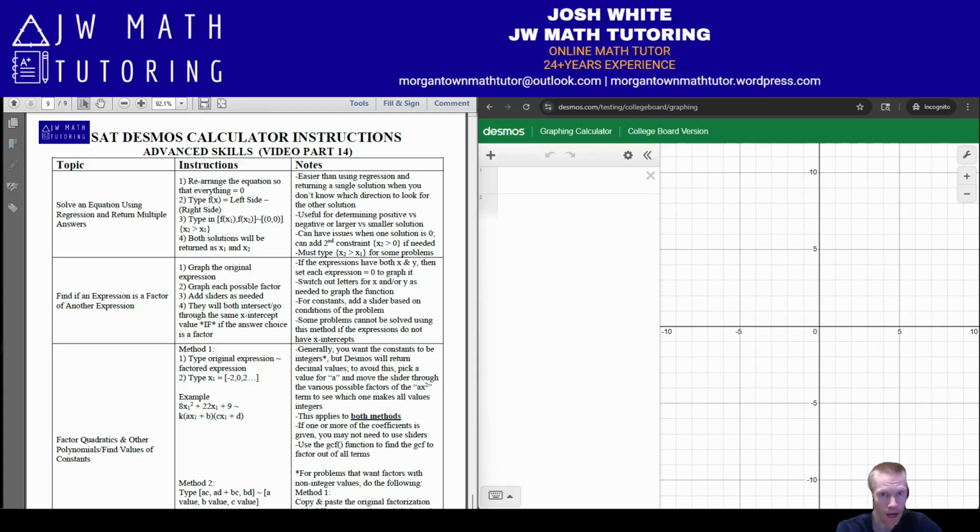I also have the web version of Desmos up, specifically the College Board version. That's what I've got up here on the right side of the screen. So I'm going to be doing these problems in there.